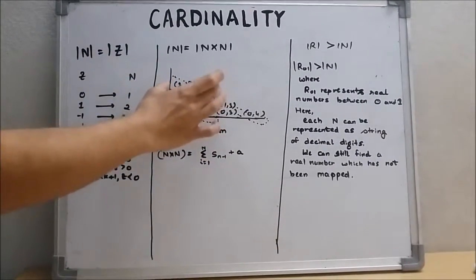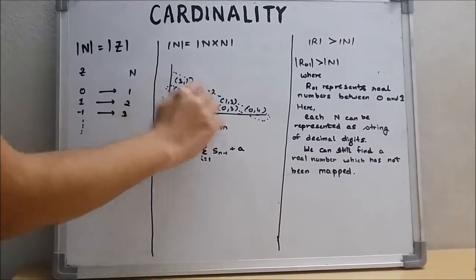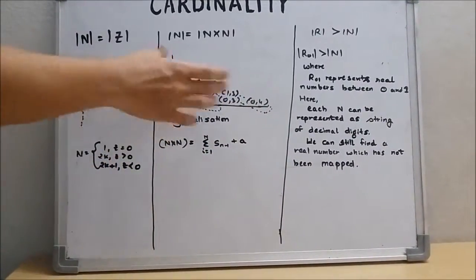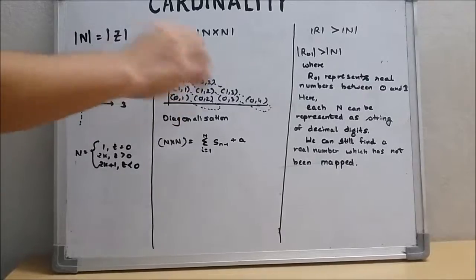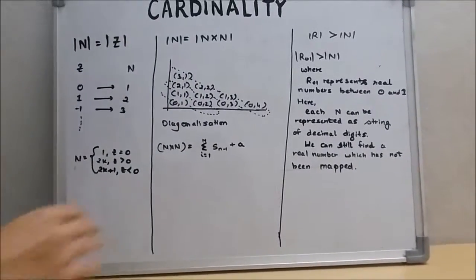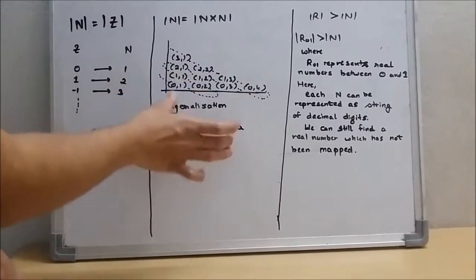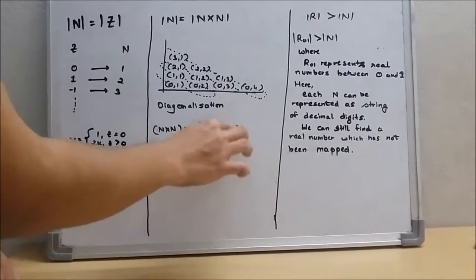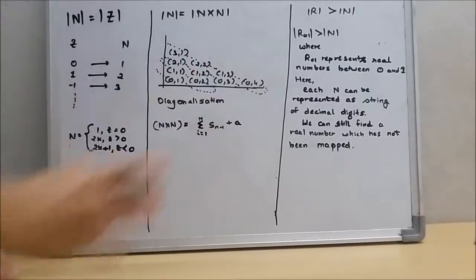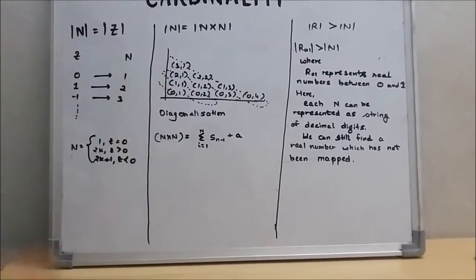Here we have written the numbers, and we can see that at each diagonal the sum is constant and the number of elements at each diagonal is 1 less than the sum. So we can reach the N cross N formula by simply summing all the values less than the sum plus a, which is the value you want to reach. Hence, we have again obtained the one-to-one mapping.